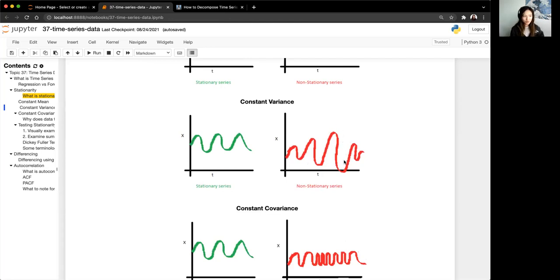So maybe over here, there's more volatility, or there are just bigger peaks and lower troughs in this part of the time series compared to the start and the end. This is stationary, this is not stationary.